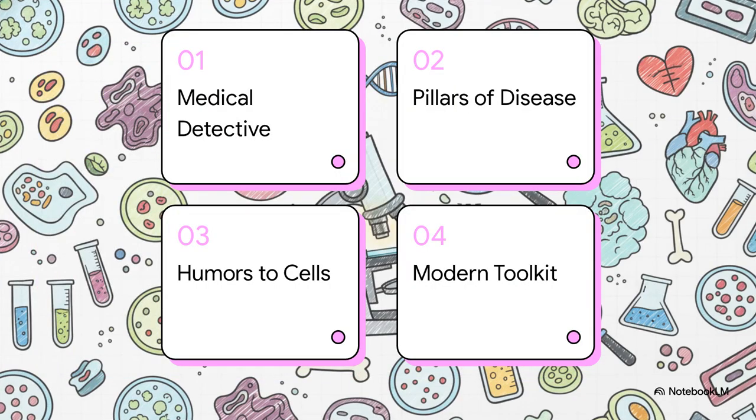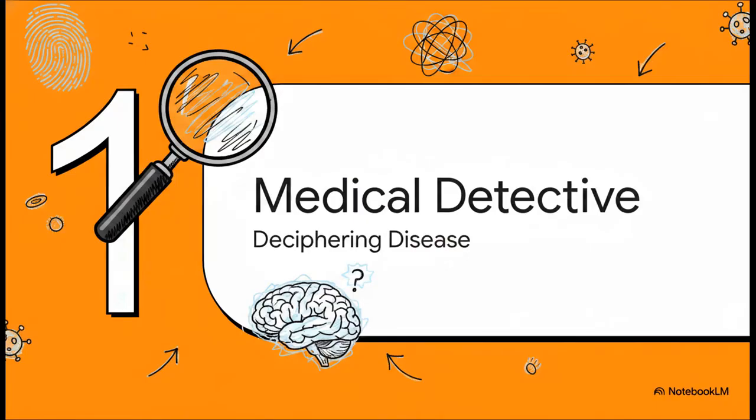So here's our investigative briefing for today. We'll be looking at 4 distinct phases. First, the medical detective. Then, the 4 pillars of disease. Third, from humors to cells. And finally, the modern pathology toolkit. Let's get into it. Section 1. The medical detective, deciphering the clues of disease.